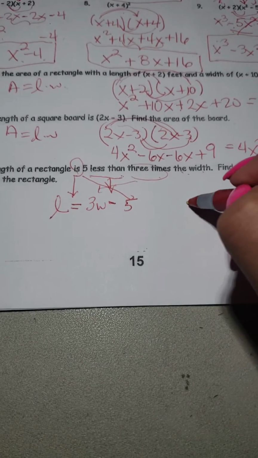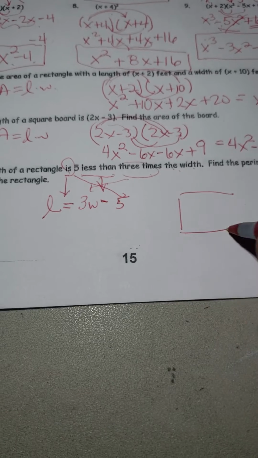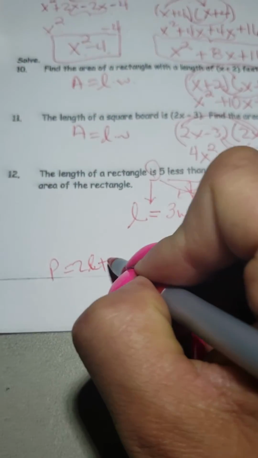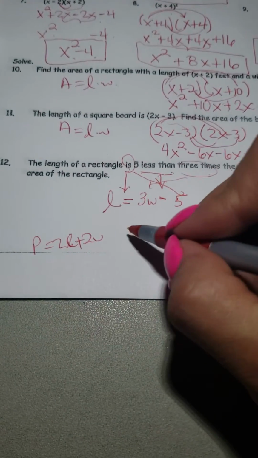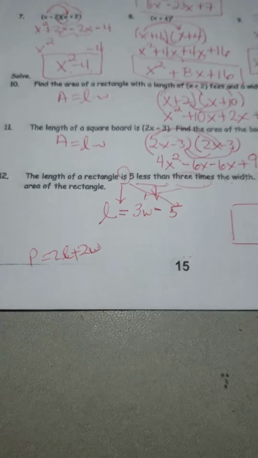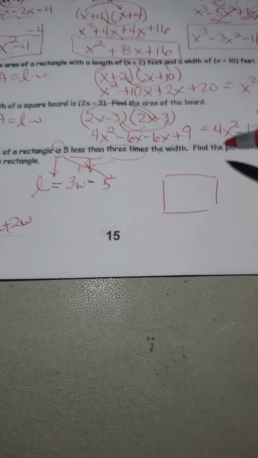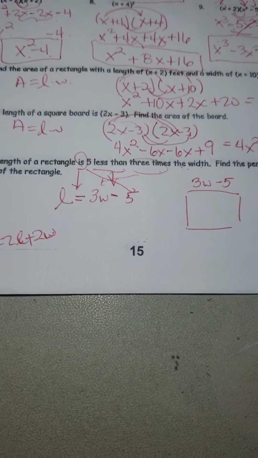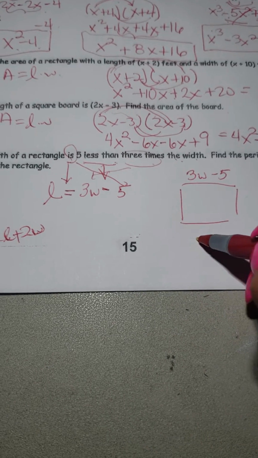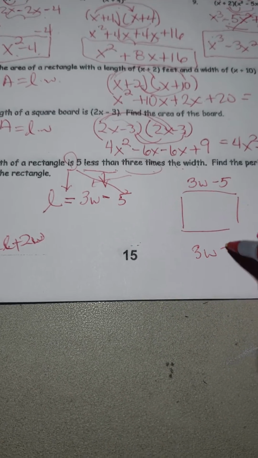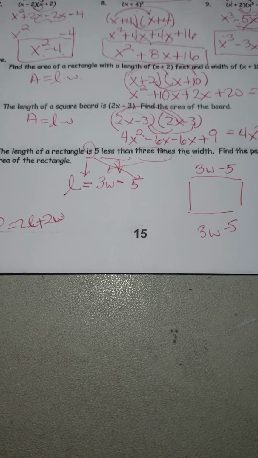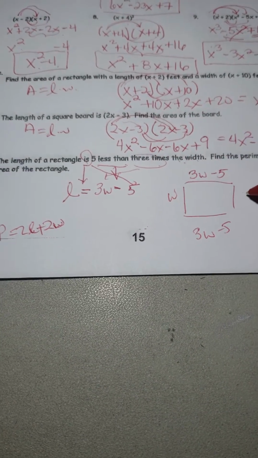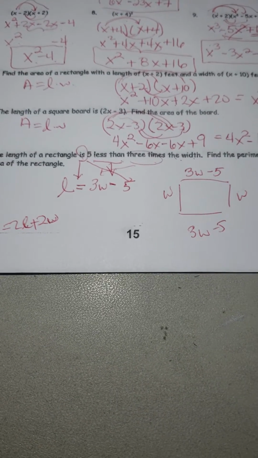Because it's asking for perimeter, it's actually easier if you draw a picture. You can use the equation for perimeter if you want, 2L plus 2W, but I'm going to show you why it's a little easier to just draw your picture and label it. So this is my picture. The length is 3W minus 5. What would be this side? 3W minus 5. Does it tell us anything about the width? No. So the width is just the width. So put W, W.